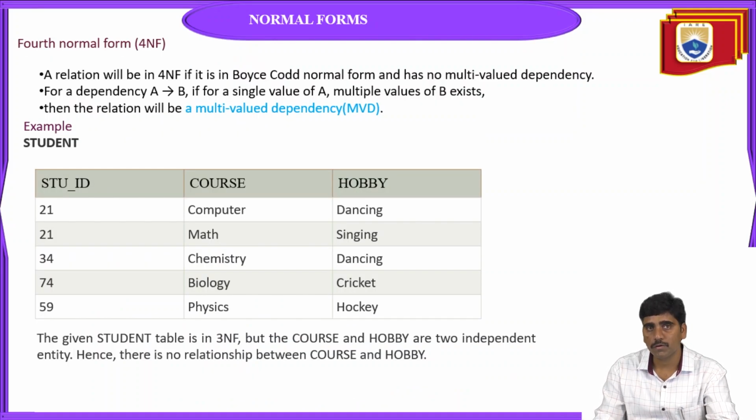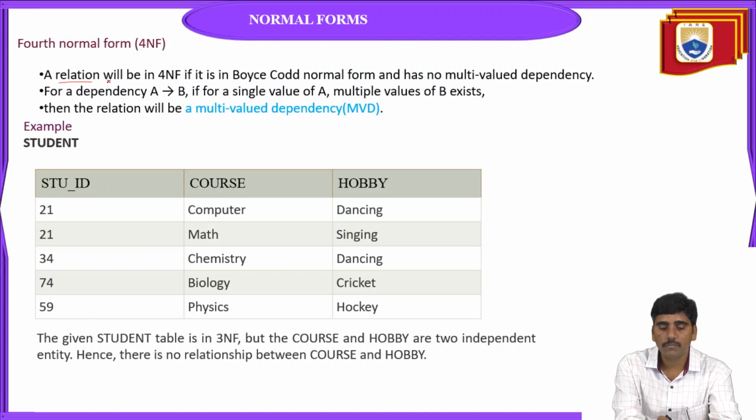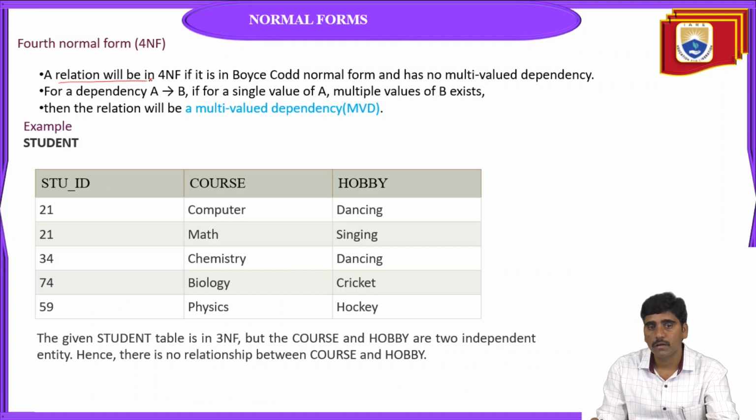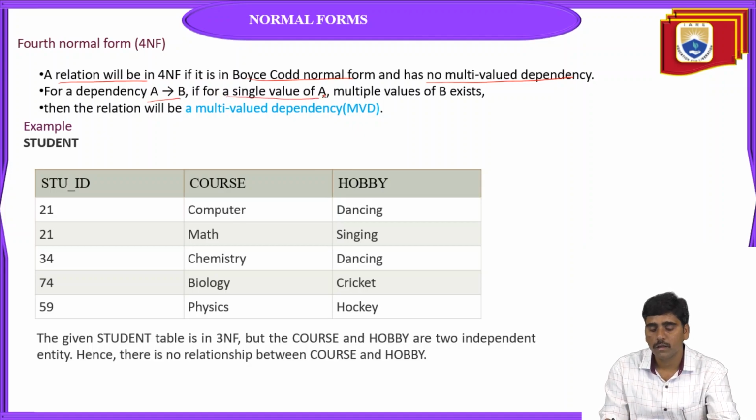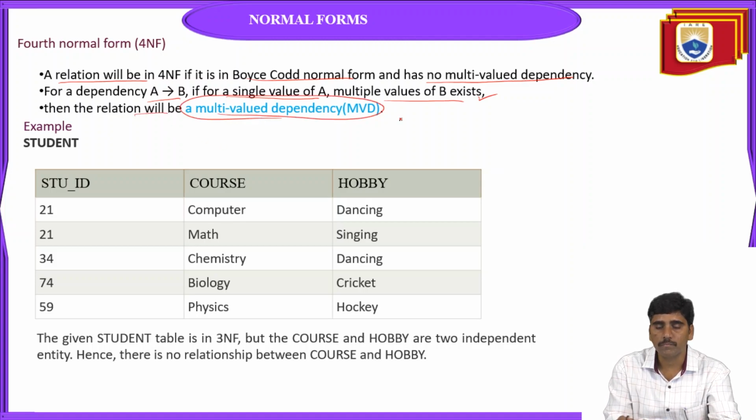And fourth normal form. A relation will be in fourth normal form if it is in Boyce-Codd normal form and has no multi-valued dependency. For a dependency A tends to B, if for a single value of A, multiple values of B exist, then the relation will have a multi-valued dependency.